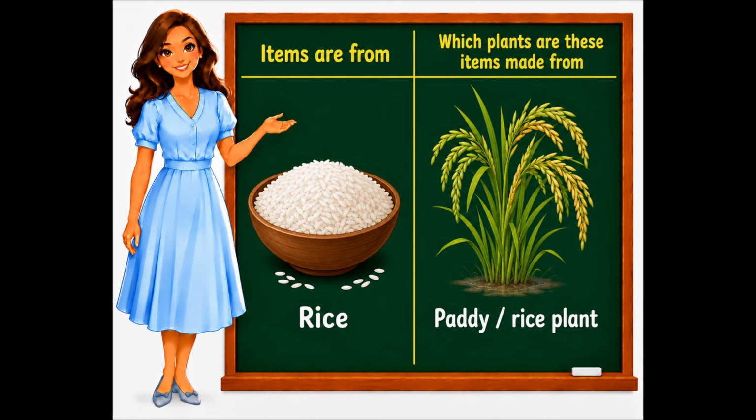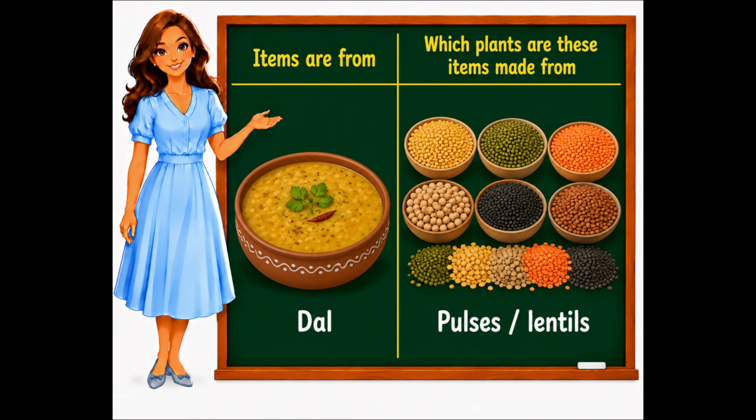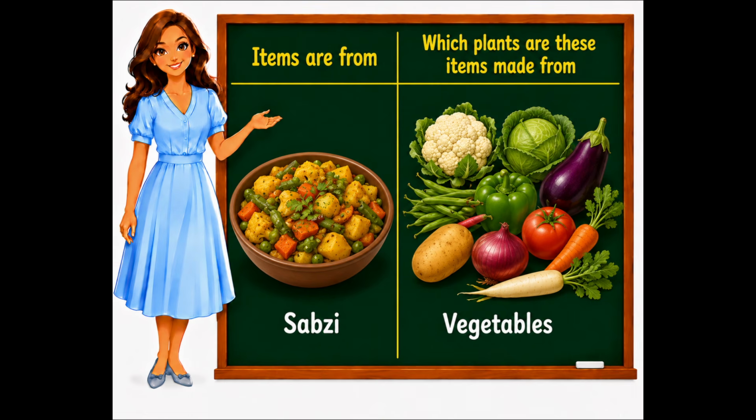Rice, made from paddy or rice plant. Roti, made from wheat, jowar or bajra. Dal, made from pulses and lentils. Sabzi, made from various vegetable plants.